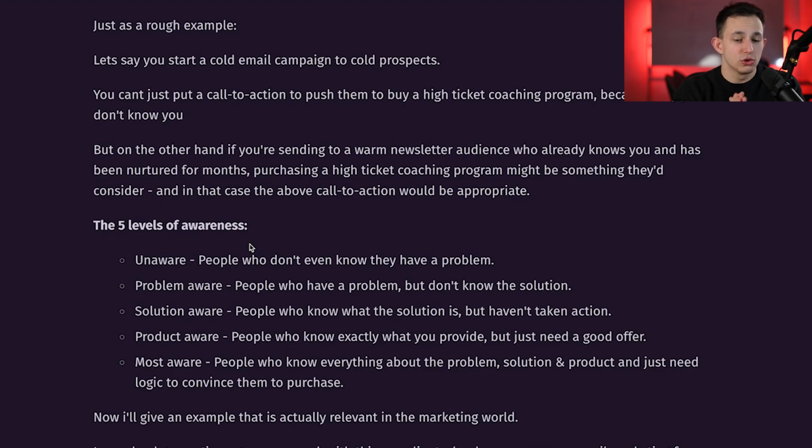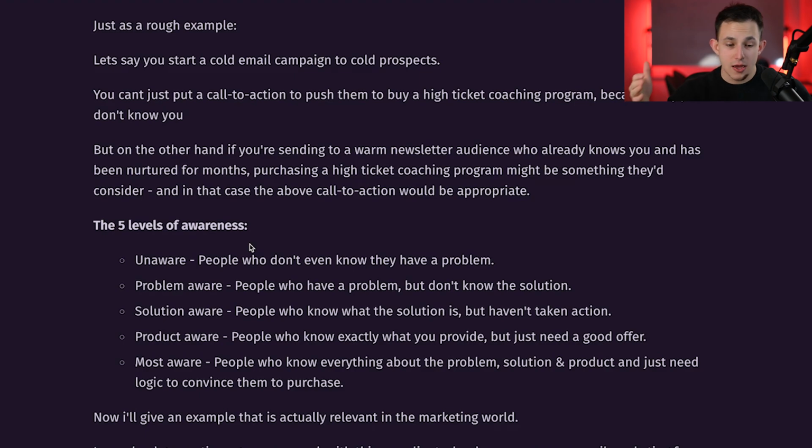Then there are solution-aware. These are people who know that there is a solution to their problem, but they haven't taken action just yet. Then product-aware. These are people who know exactly what your solution is, they just haven't bought from you yet. And then there are people who are the most aware. They know everything about their problem. They know everything about the solution, know everything about you. They know all about the different offers on the market. They know everything, but they still have not taken a solution.